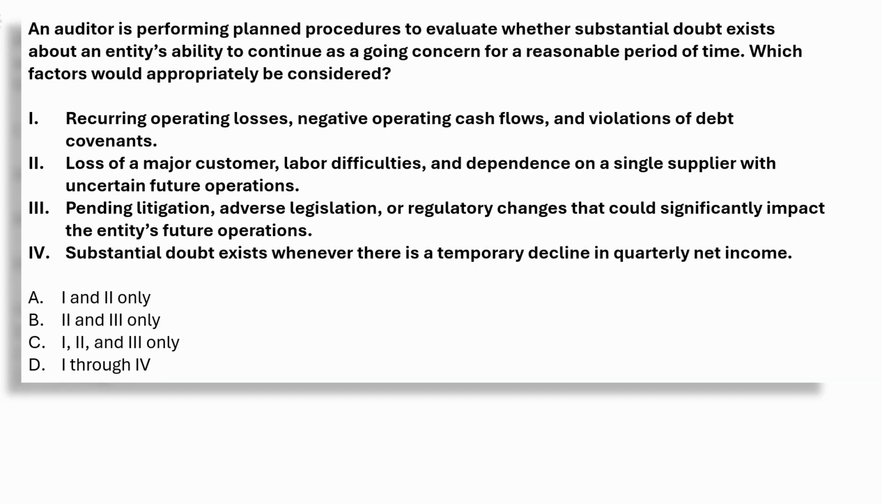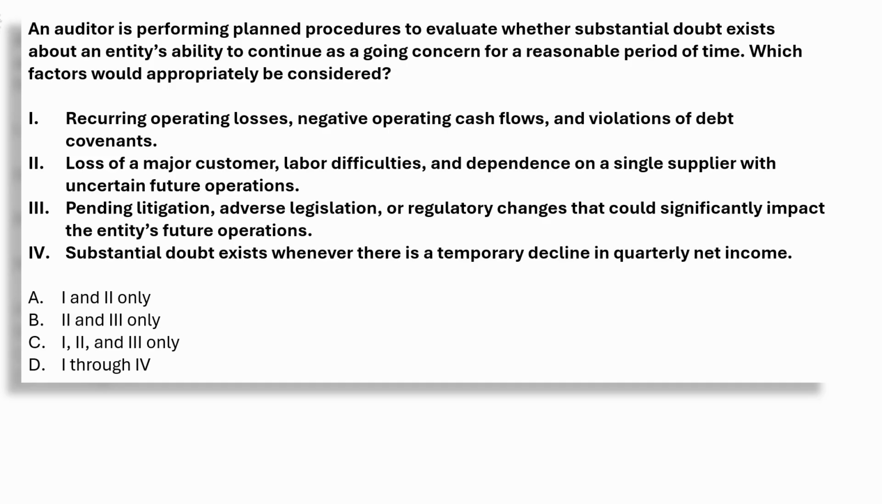All right, next question. An auditor is performing planned procedures to evaluate whether substantial doubt exists about an entity's ability to continue as a going concern for a reasonable period of time. Which factors would appropriately be considered? Let's go one by one. Statement 1. Recurring operating losses, negative operating cash flows, and violations of debt covenants. Yes. These are classic financial conditions that may raise substantial doubt.